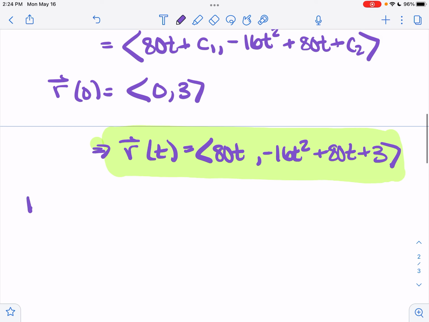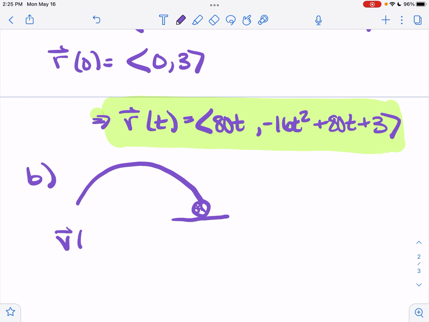So that was part A. Part B asks us something else. It asks us how far does the ball go horizontally. To know how far it goes horizontally, remember this is the path or the trajectory of the ball. And there's the ball itself. And when does it hit the ground is what we really need to know.